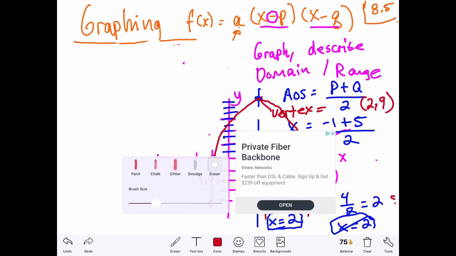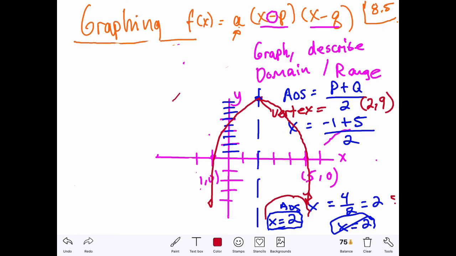Okay, let's talk domain and range. Remember, domain are my x values. Well, what x values is it going to exist on? Well, the graph goes this way. As it goes down, it's going to continue to go to the left. And as it goes down this way, it's going to continue to go to the right. And it exists in the middle, so that's what you got it, all real numbers.